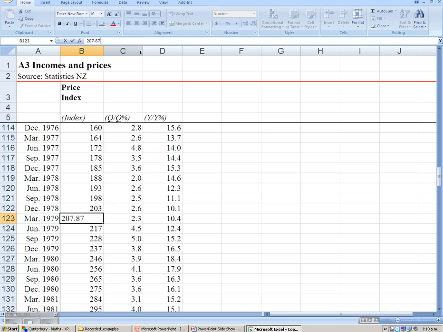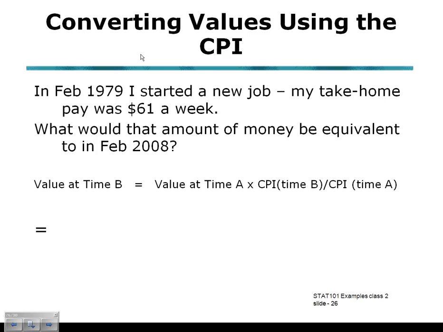but make sure that we actually look at the whole value in that cell, not the truncated value. We look at the whole value, 207.87. So remember to click on that cell to make sure that you've picked up the whole value when you're using these for the CPI problems. So the February 1979 value, 207.87.